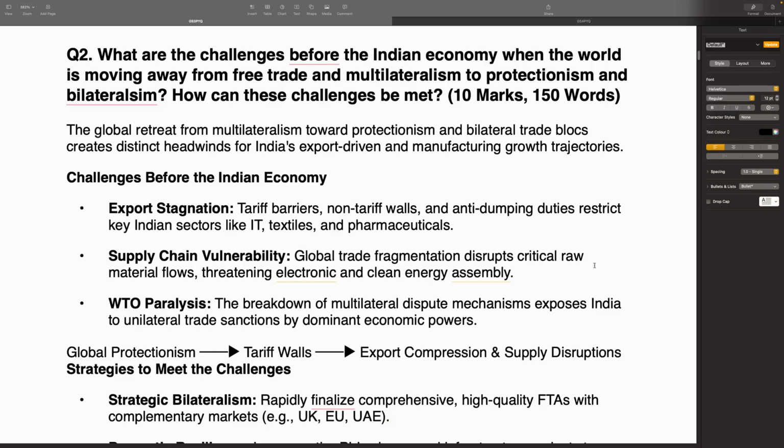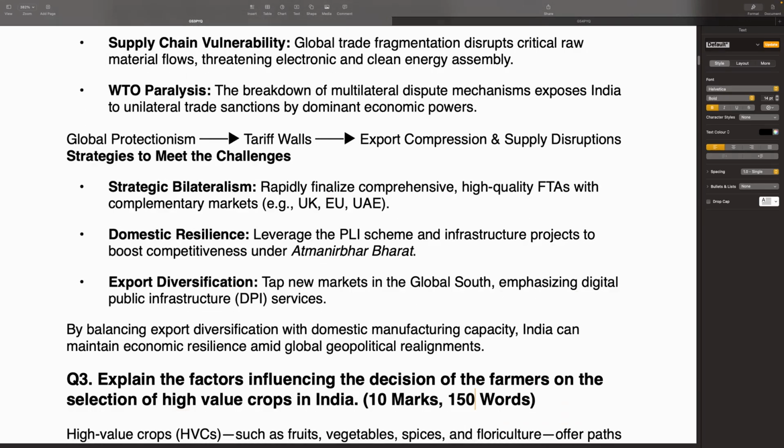Export stagnation: tariff barriers, non-tariff walls, and anti-dumping duties restrict key Indian sectors like IT, textile, and pharmaceuticals. Supply chain vulnerability: global trade fragmentation disrupts critical raw material flow, threatening electronic and clean energy assembly. WTO paralysis: the breakdown of the multilateral dispute mechanism exposes India to unilateral trade sanctions by dominant economic powers. This is the flow diagram: global protectionism, tariff walls, export compression, and supply disruption. Strategies to meet the challenges.